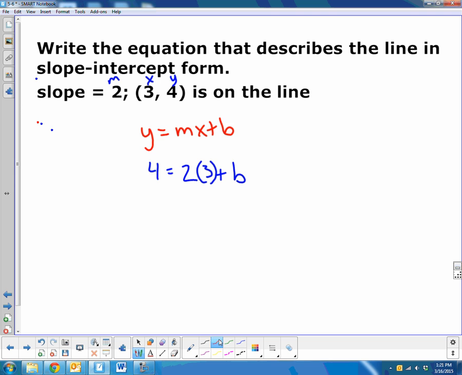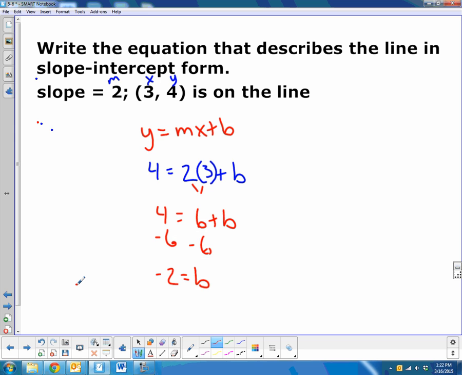Well, we can solve this. Combine like terms. 2 times 3 is 6 plus b equals 4. I can minus 6 from both sides and get that negative 2 equals b. So I've solved for the y-intercept. I've figured out what the y-intercept is.